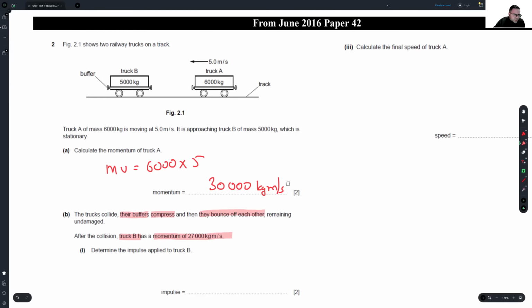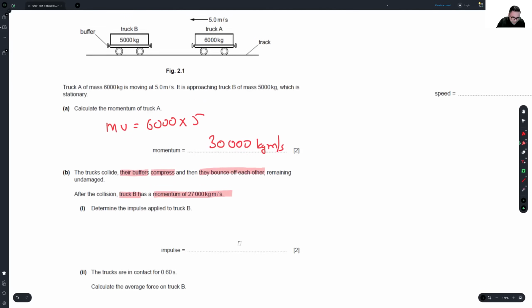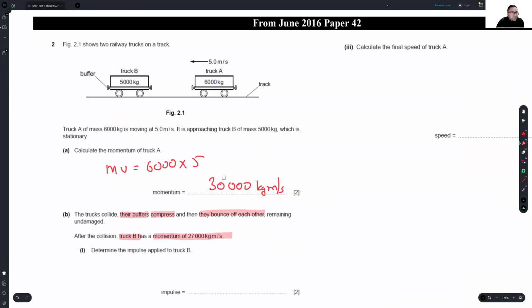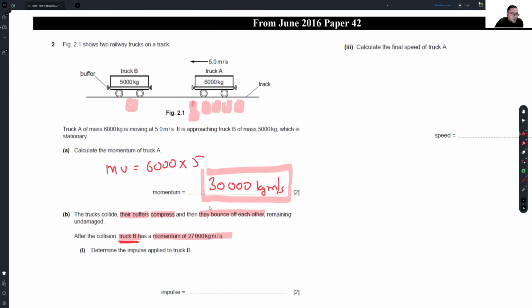Hey, I have a question. What was the momentum before the collision? I'm getting ahead of myself a little bit, but what's the momentum before the collision? 30,000, because B was stationary at 0. So the total momentum is 30,000. After the collision, truck B now has a momentum of 27,000, like given. Mass times velocity is now 27,000.